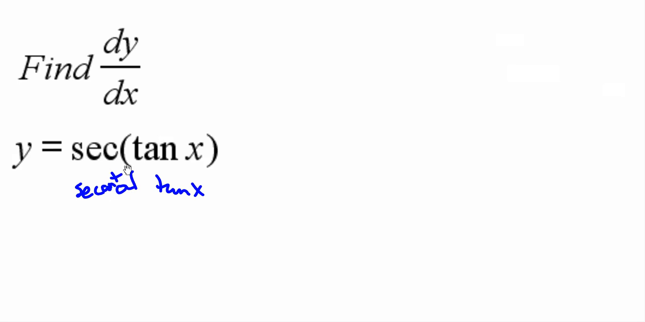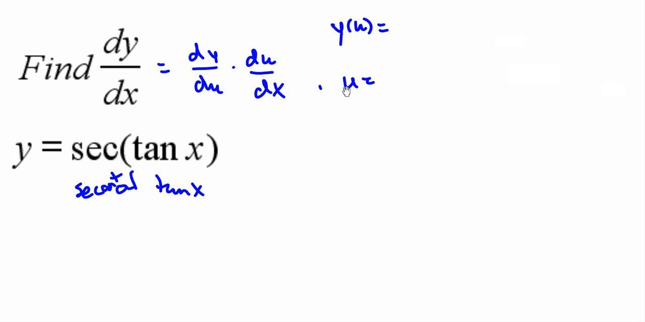And so what we need to do is identify, all right, dy dx. Well, that's going to equal dy with respect to u times du dx. Okay? So what is our y of u? Well, sometimes it's easier just to find our u first. So find the u first. What's inside? Well, once again, you see what's inside parentheses, and you have a tangent of x. You have y of u. What's y of u? Y of u is going to be secant, the one outside, which is secant of u.